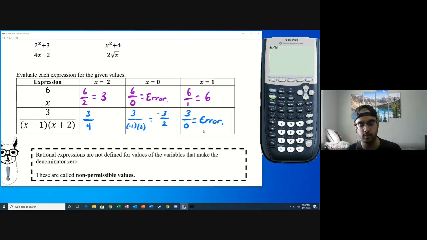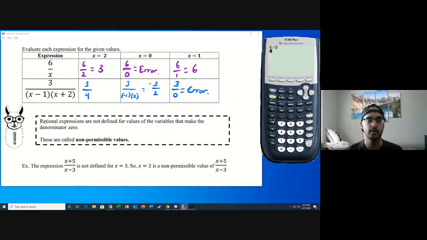Okay, now those values are what we call non-permissible values. The rational expressions are not defined for values of the variables that make the denominator 0. And we saw that that could change. Okay, those values are called non-permissible values. We cannot permit them to be inputted into our expression. Okay, we need to restrict the domains so we don't include those.